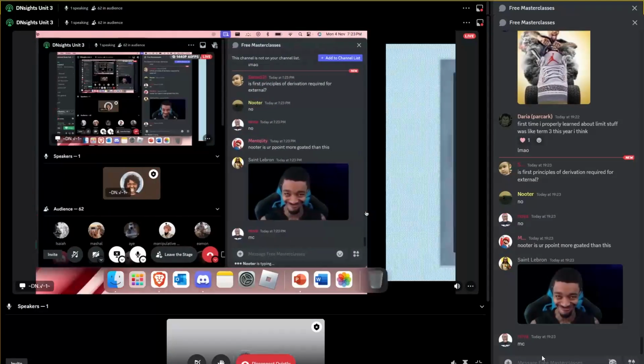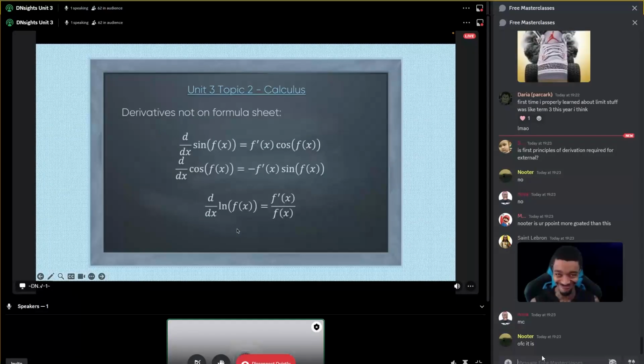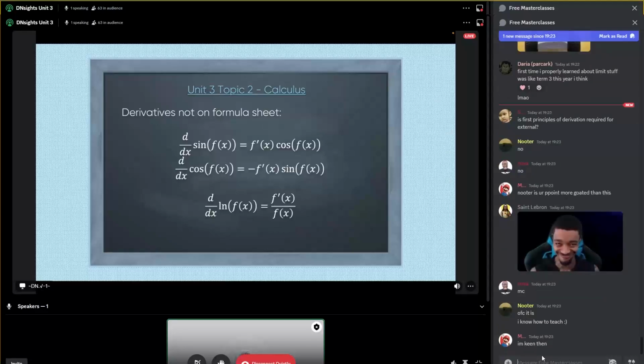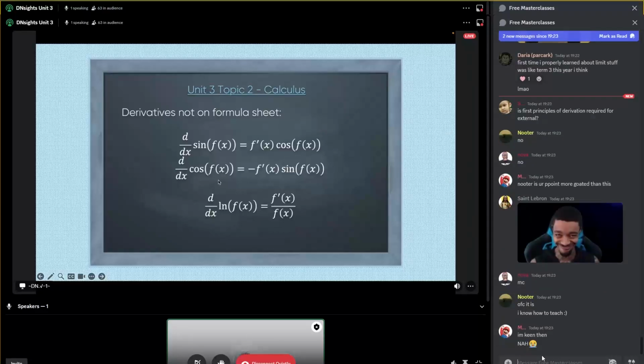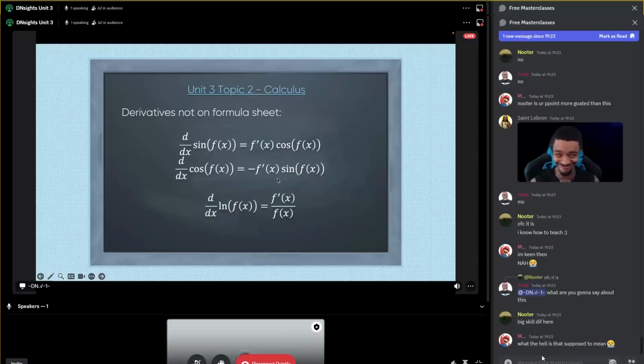Okay. So, yeah, it could be an MC. So these are derivatives that aren't on the formula sheet. If you forget the other ones, just look at it. It's right in front of you. So for sine, you know, sine goes to cos, cos goes to negative sine, and then with this f of x, you just multiply by the derivative. This is chain rule, okay?